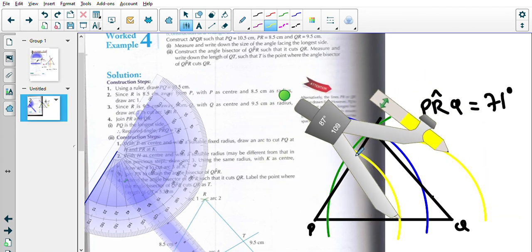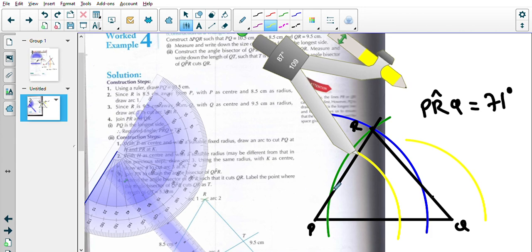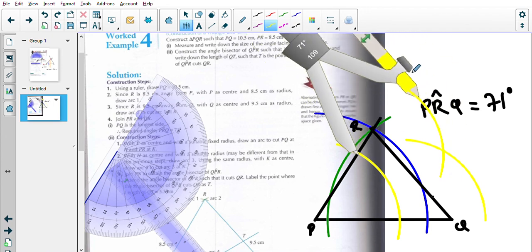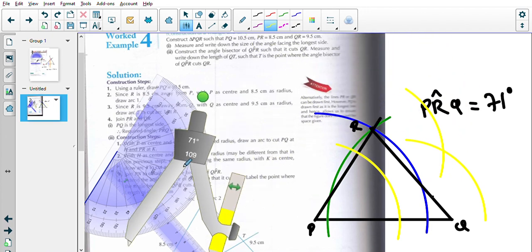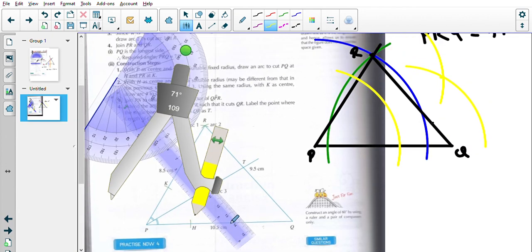And you do the same thing with this point, the intersection between PR and the arc here, and then draw the arc again. And then you notice that there is an intersection of these arcs. Let's call this point G. And then from this point G, we connect it with P and we draw the line PG.